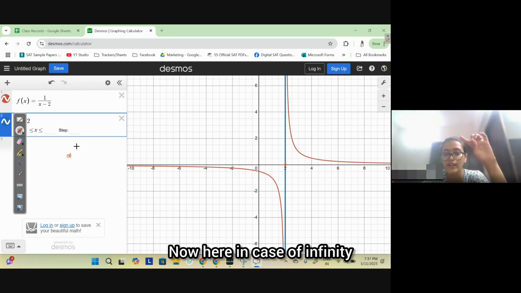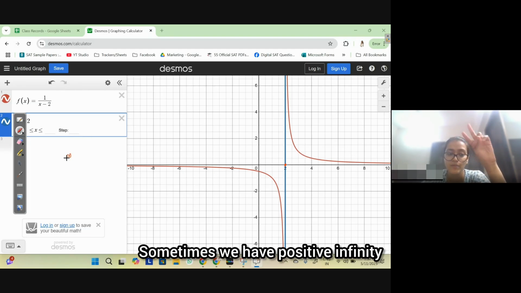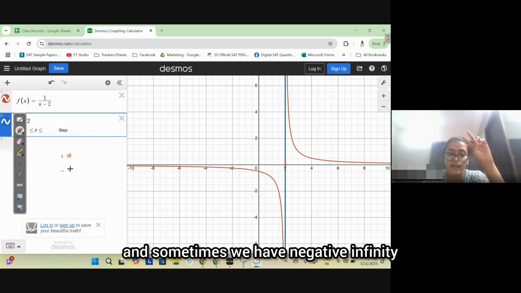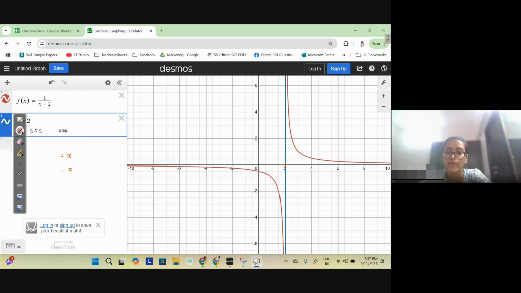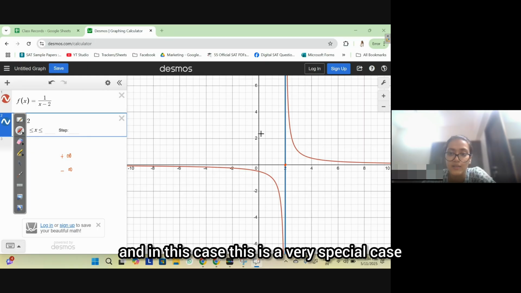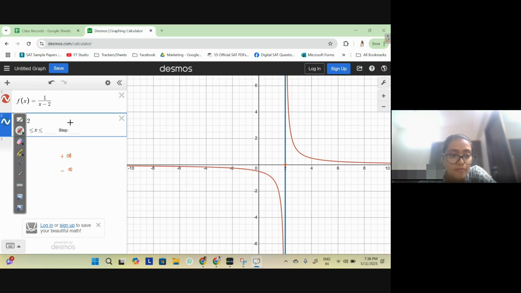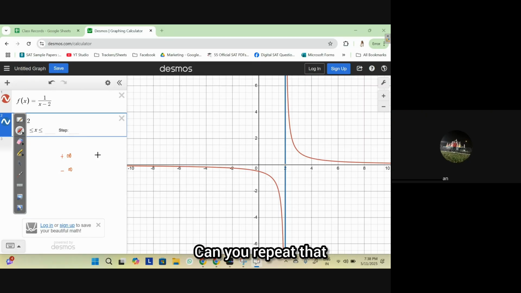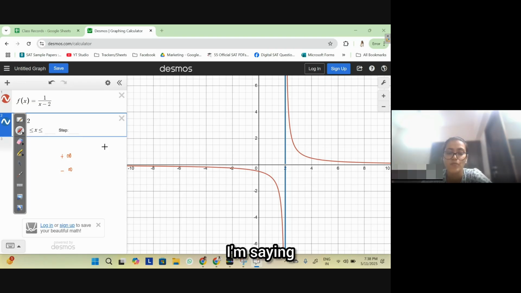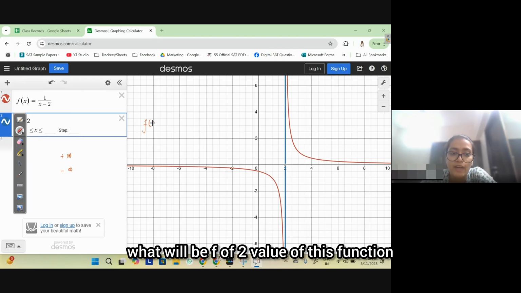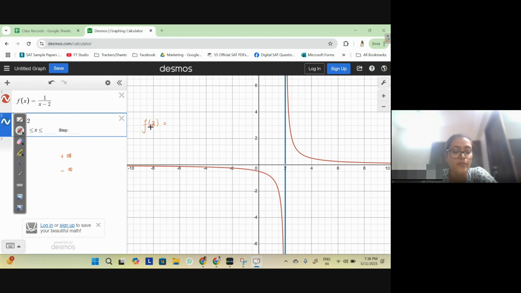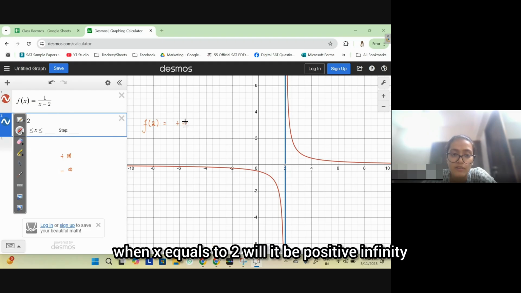Now here, in case of infinity, we have two cases. Sometimes we have positive infinity and sometimes we have negative infinity. And in this case, this is a very special case. See, at exactly 2, what will you say? Is it positive infinity or negative infinity? So I'm saying, what will be f of 2, the value of this function when x equals 2? Will it be positive infinity or negative?